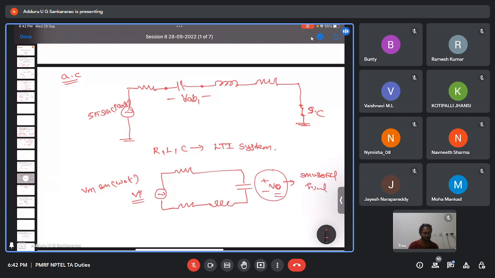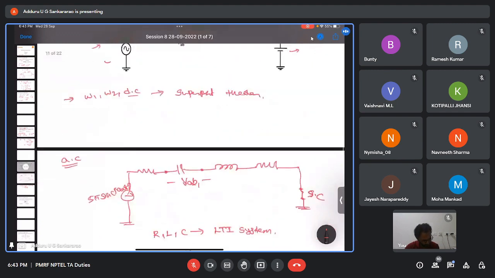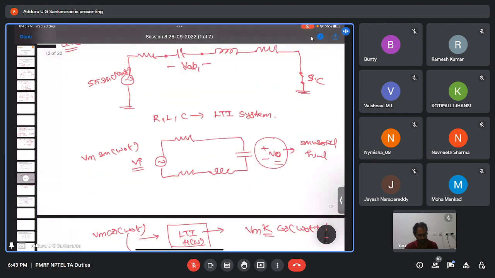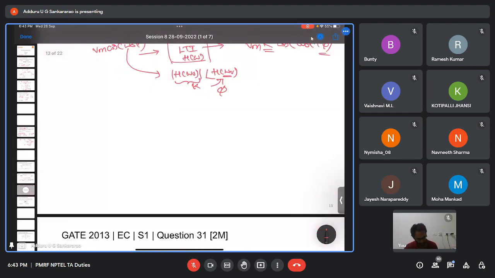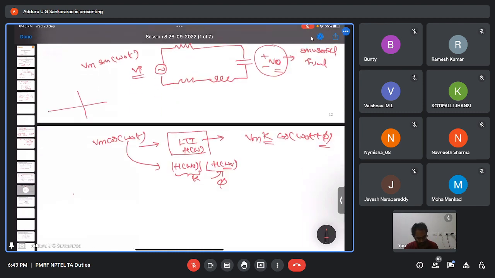Maybe there will be an increase in some amplitude and some phase will be added. So the voltage across the capacitor is a sinusoidal signal. But in the question, it is asked to find the steady state average value. The average value of any sine or cosine signal is zero, right? Any sinusoidal signal's average value is zero.